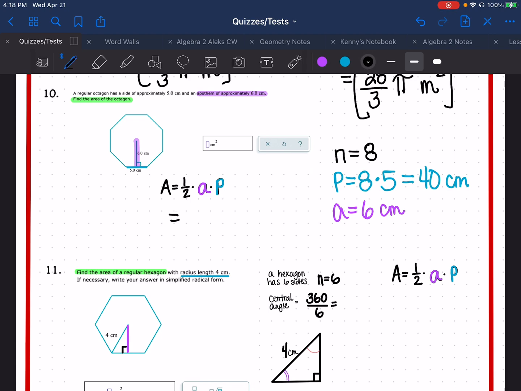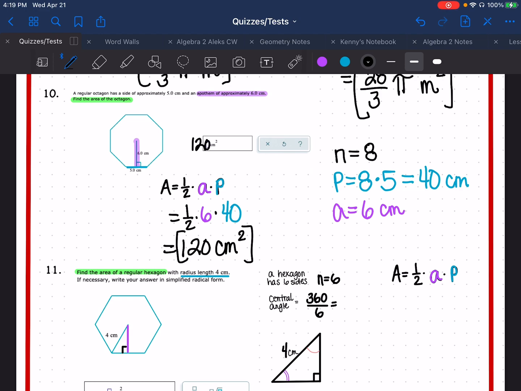All right, now I can go ahead and plug everything into the formula. Times 6 times 40. And so I'm just going to multiply 1/2 times 6 times 40, and I get an answer of 120. It's area, so it would be centimeters squared.